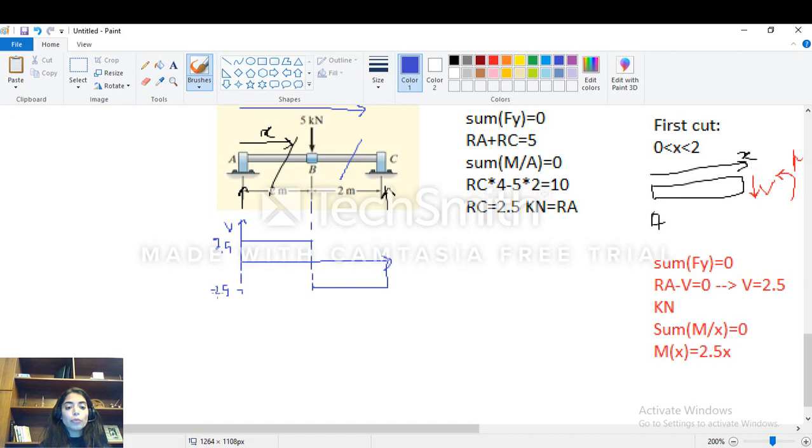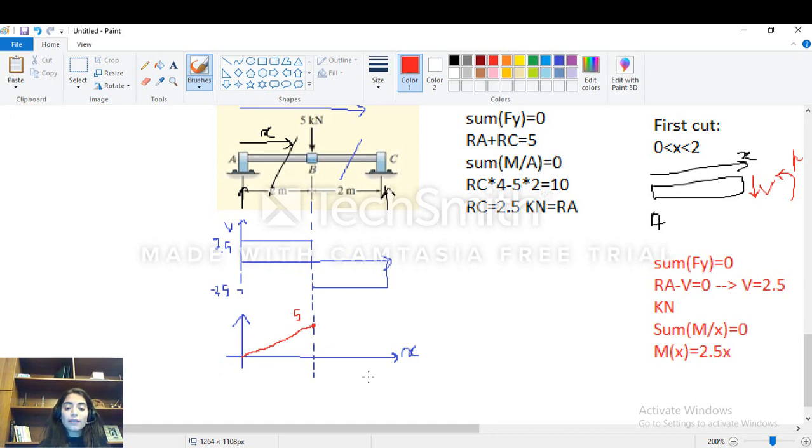Now how to draw the moment using the same method? So I should draw my moment diagram. Let's say this is M, and this is X. In the first cut, before B, I know that M is equal to 2.5x, so it is going from 0. When x is equal to 0, M is equal to 0, going in a straight line till this point here, which is equal to 5. 2.5 times 2 is 5. So here at B, x is equal to 2, so it is 5.